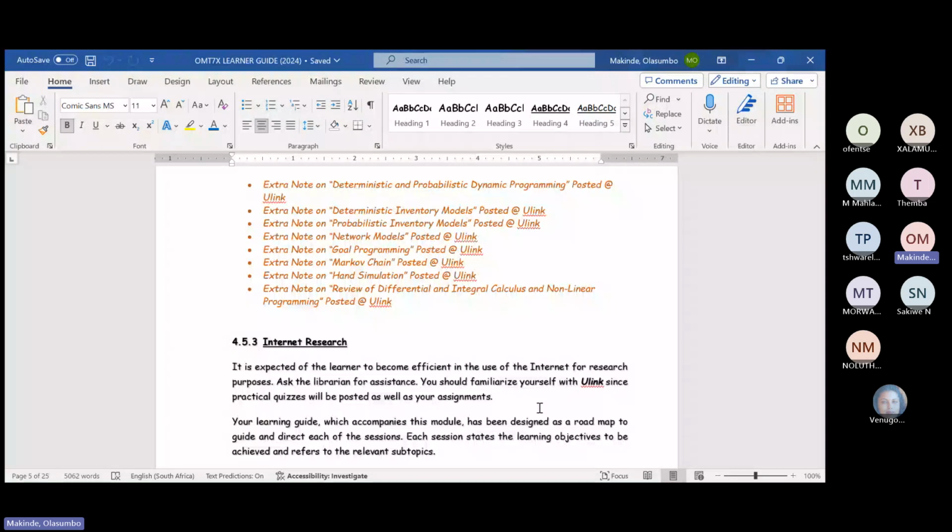I hope you can see what I'm sharing. Please confirm. Type Y on the chat window. Can you see it? Can you see what I'm sharing? Thank you, Sakiwe. Thank you, everyone. Thank you, Temba. Thank you.